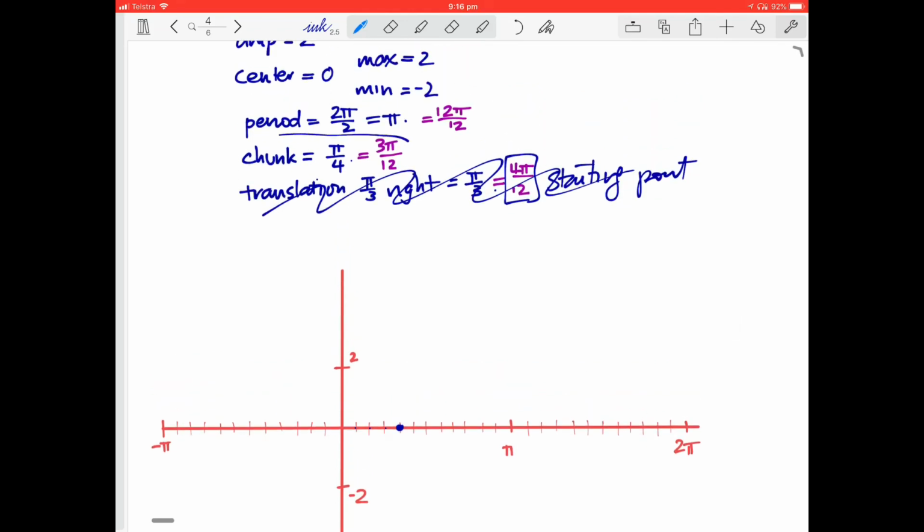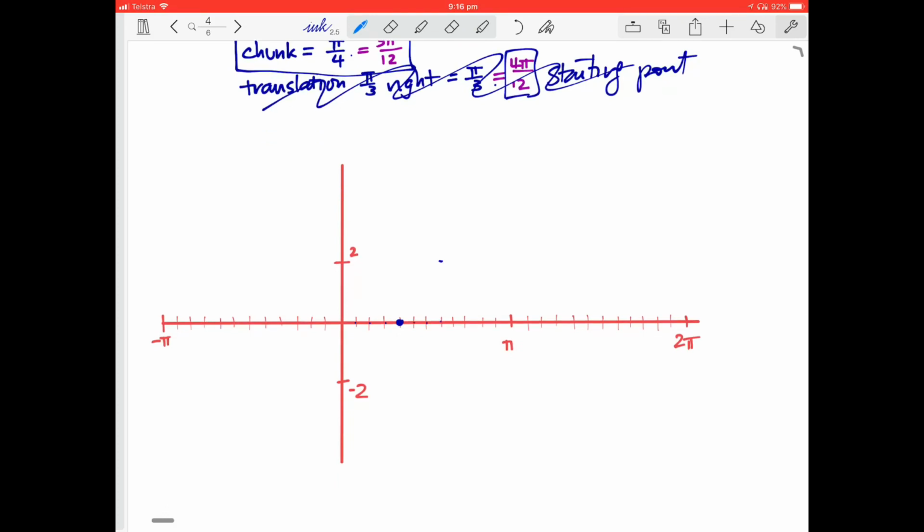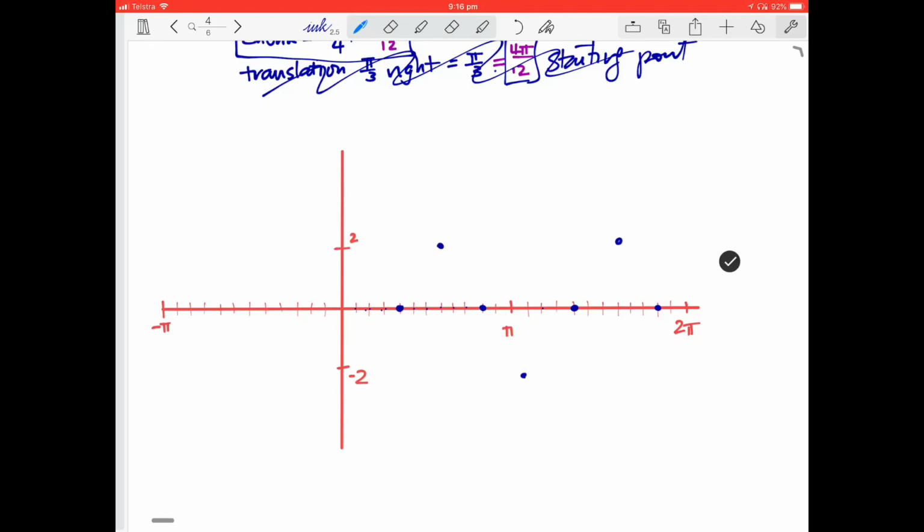It's a sine graph, and we know every chunk we go up or down. So every 3 pi on 12 we go up or down. So here, as I go to the right, 1, 2, 3, I go up. 1, 2, 3, down, because we know a sine graph goes up first. Then down, up, up, down. If we go back, 1, 2, 3, down, up, up, then down, down. Okay, so our graph's going to look something like that.